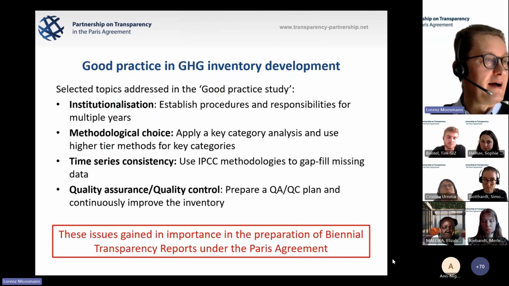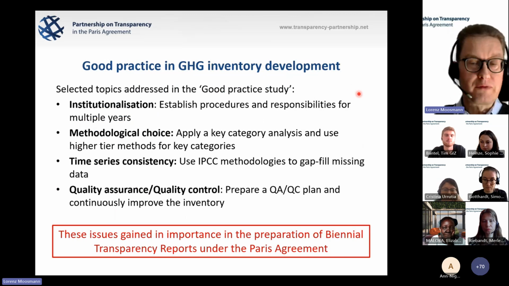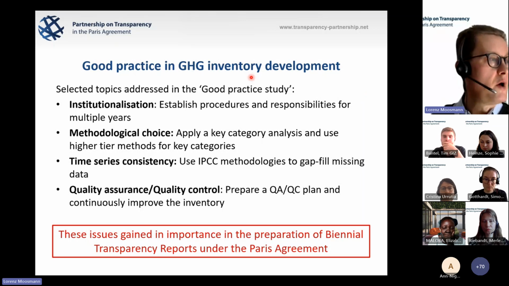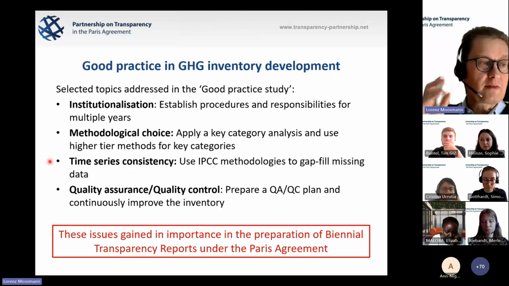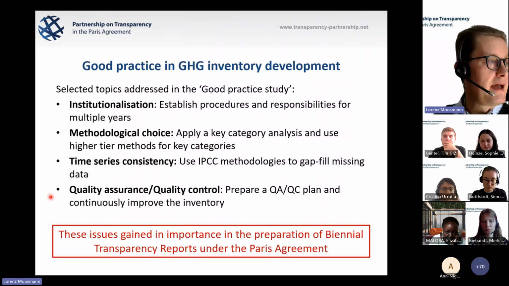Now, in this document, some good practices are addressed, which really apply to greenhouse gas inventories in general. One is the institutionalization, the importance of having procedures and responsibilities that stay the same over time for multiple years. Then there's a chapter on methodological choice, like the basics, which are founded on the IPCC guidelines, to apply key category analysis, and then use higher tier methods for key categories. That's also especially important for the waste sector. Then there's some information on time series consistency, how to deal with gaps in the data, and on quality assurance and quality control. And all those issues are especially important now that we are preparing the biannual transparency reports under the Paris Agreement.